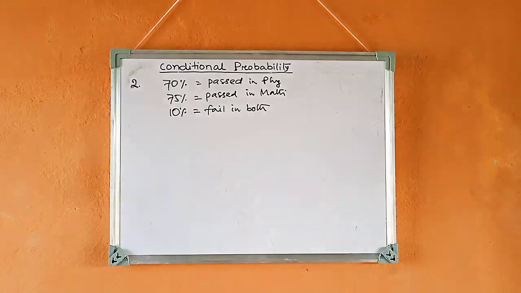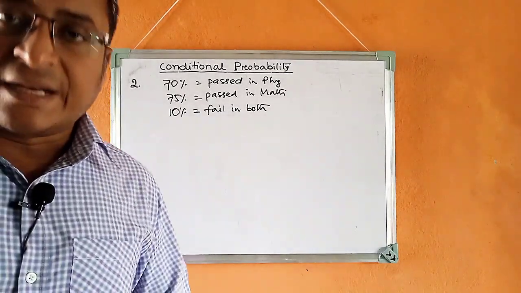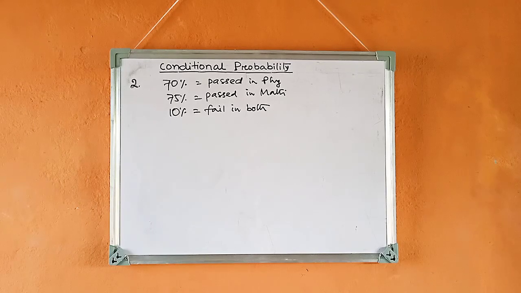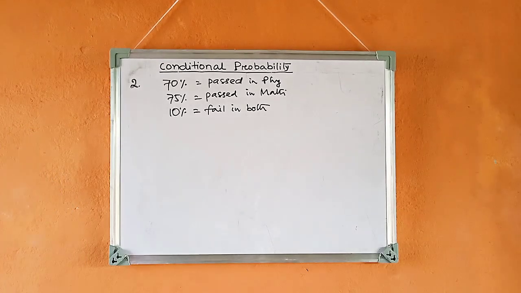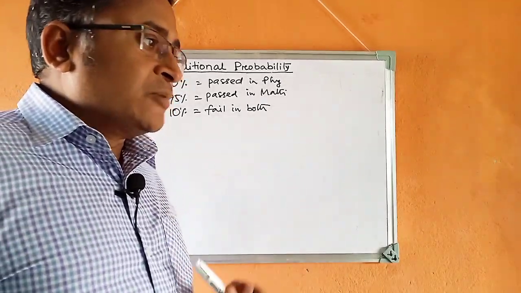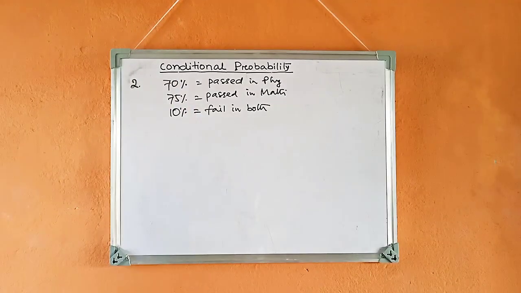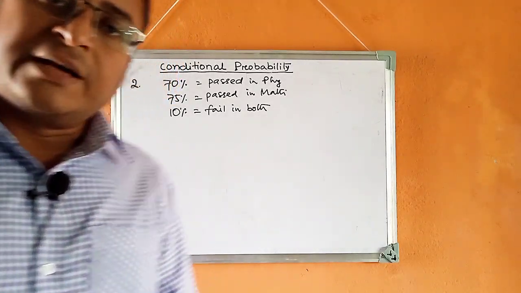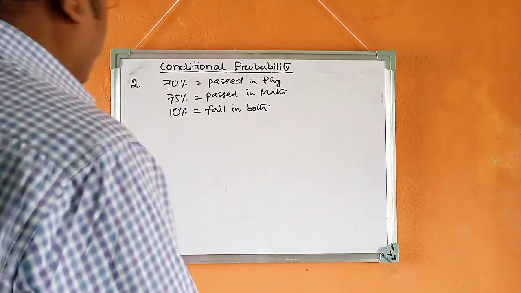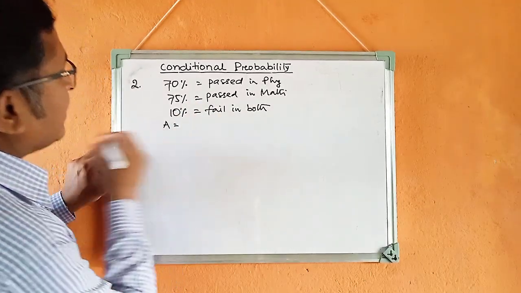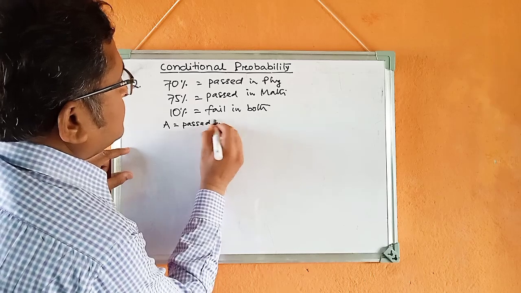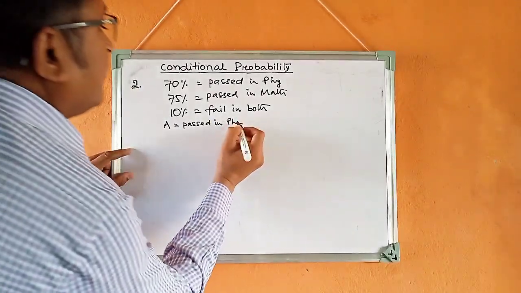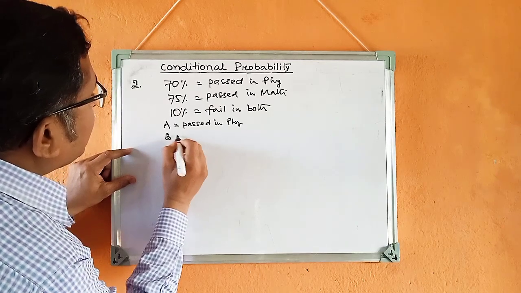Now the question is, one student is chosen at random. What is the probability that he passed in physics, given that he passed in mathematics? That means the event of passing in mathematics is already given. Now suppose event A is passed in physics, and event B is passed in mathematics.